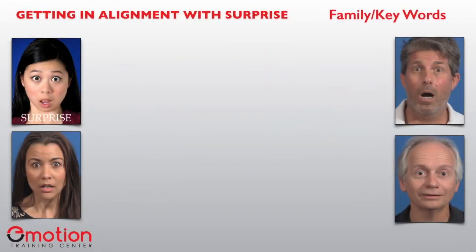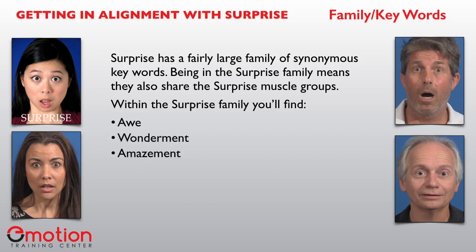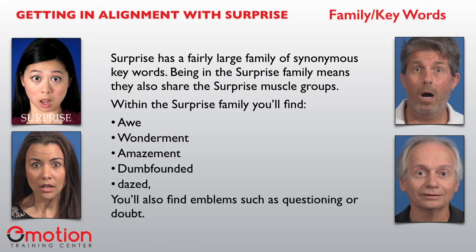Okay, so let's talk about the family or keywords to describe a surprise response. Surprise has a fairly large family of synonymous keywords. Being in the surprise family means they also share the surprise muscle groups, which is very cool. So if you know the muscle groups in surprise, you'll know what the muscle groups should be for some of the lesser intensity emotions. Within surprise, you're going to find awe, wonderment, amazement, dumbfounded, even daze. You're also going to find emblems such as questioning or doubt. We're going to go more into this as we go on, but right now we're going to be focusing on getting in alignment with the full expression of surprise.